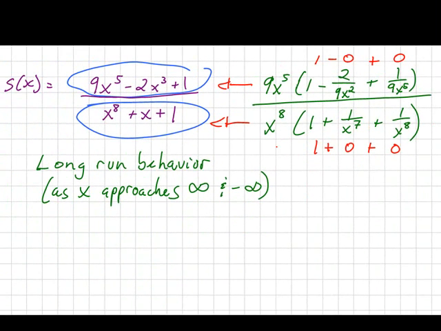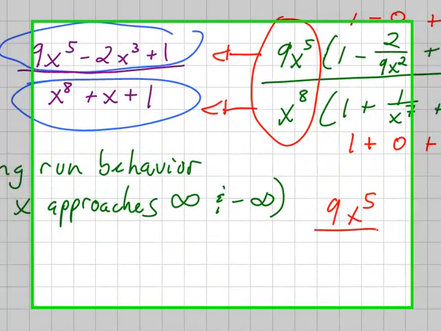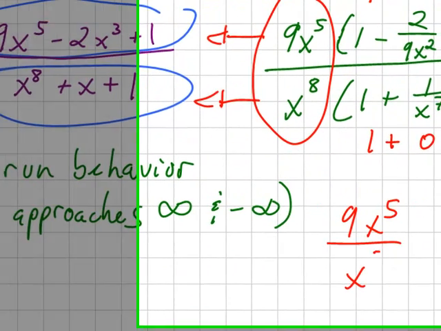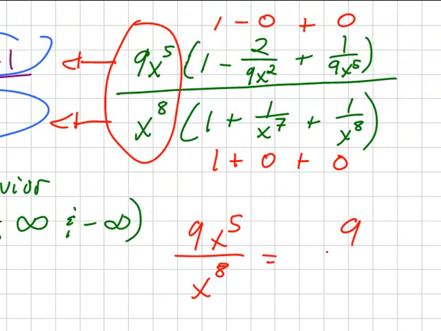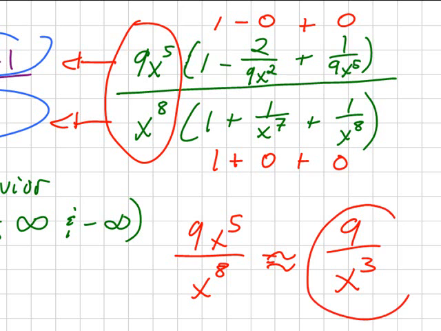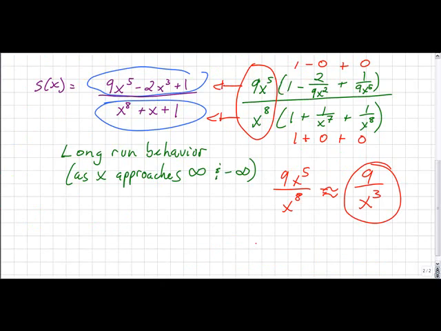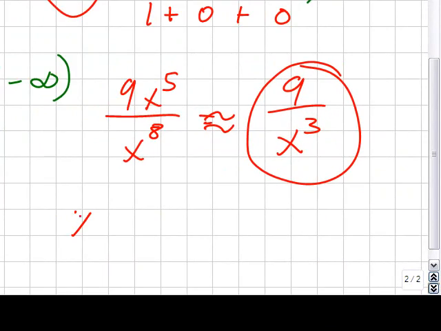So essentially all I'm really looking at then is this front expression. And we know that 9x to the 5th over 8x to the 8th can be reduced simply down to 9 over x cubed, roughly. So essentially this equation mimics this particular expression. To find the horizontal asymptote, all I really need to do is find the long-run behavior of this particular expression. In this case we have a horizontal asymptote at y equals 0, the x-axis.